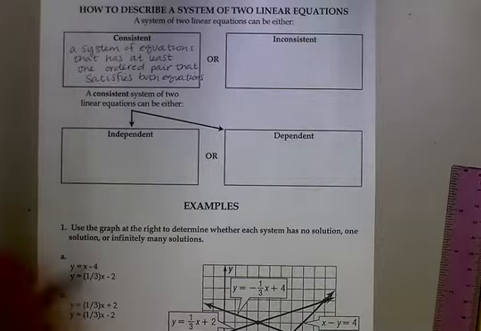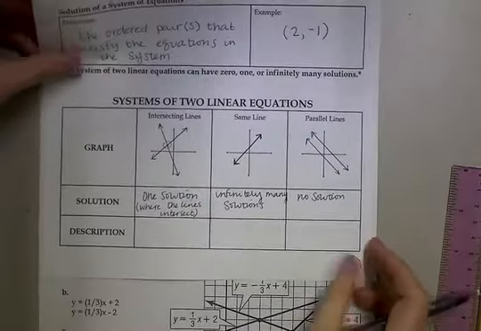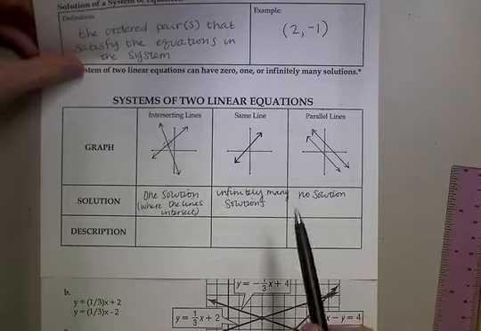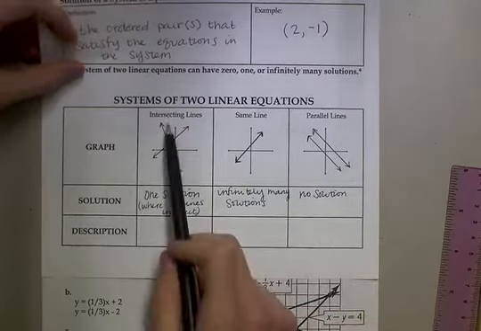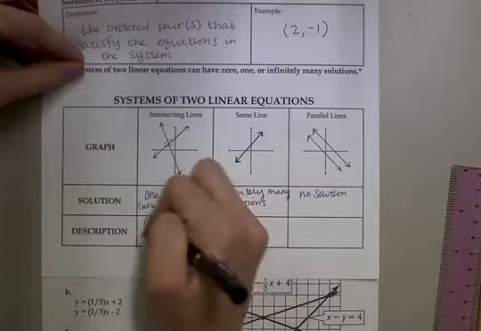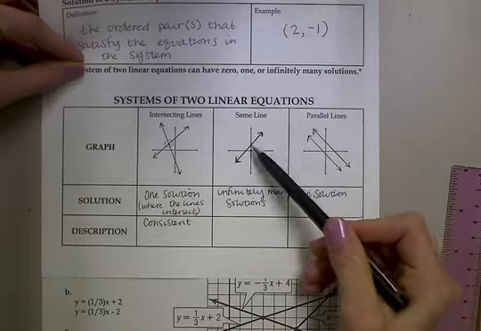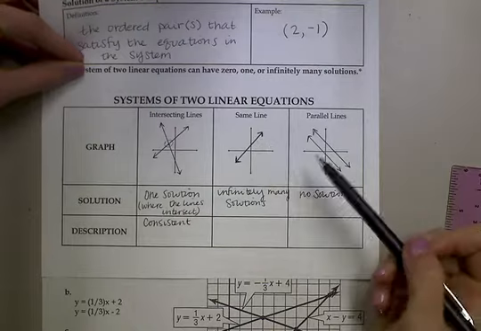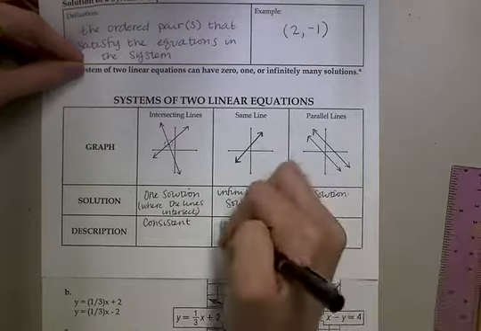So let's take a look at those three cases again. Now, which set has at least one solution that satisfies both equations? Well, in the case of intersecting lines, it has exactly one. So we could call this system consistent. And in the case of the same line, they have infinitely many solutions, and infinitely many is definitely at least one. So this type is also consistent.